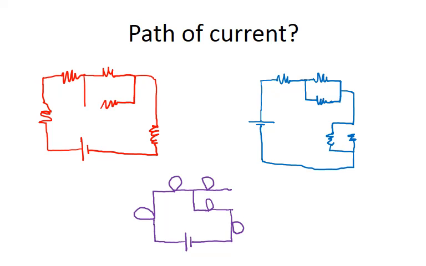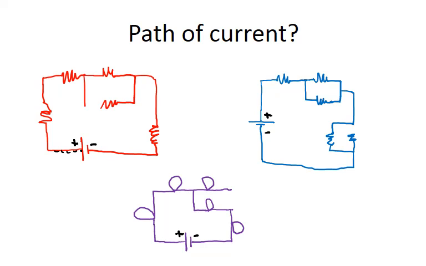All right, so what I want you to do is go ahead and predict on each of these the path of the current. The current's going to start from the positive side here, positive side here, positive side here, and I want you to predict what the direction of it is. I had them discuss this in class. So go ahead and pause the clip and think through how the current is going to go through, and then you can check here in a second.